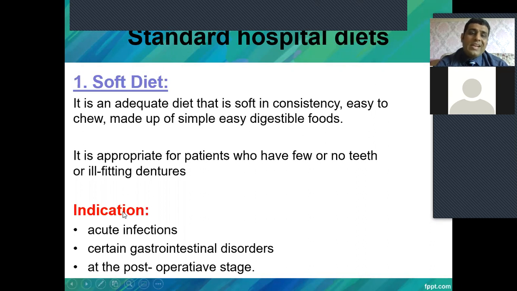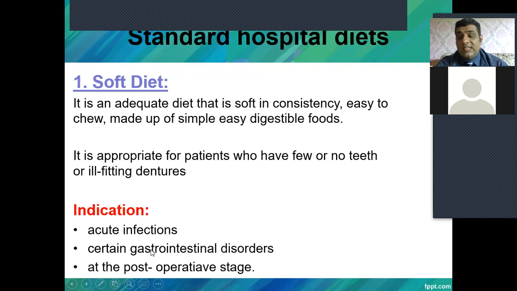Then the soft diet is recommended in acute infections. Sometimes infections are there, so we need to give a soft diet. For example, if there is an oral infection, or candidiasis infections, and the patient cannot chew or bite, then we can give the soft diet to the patient.